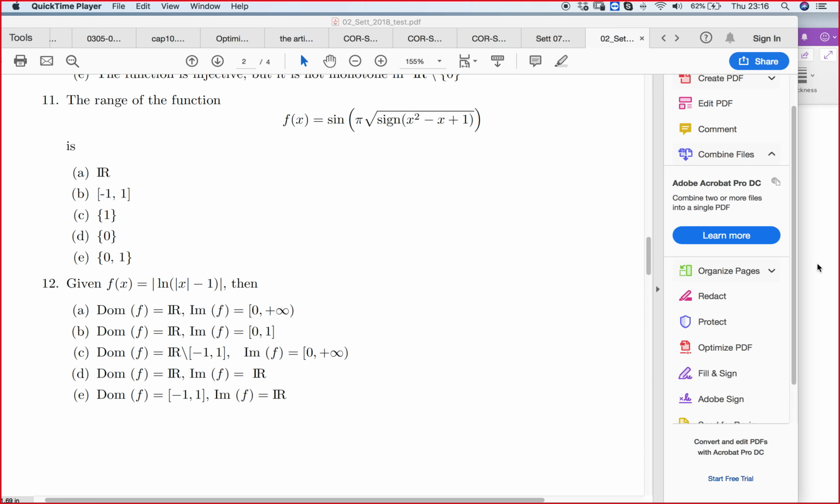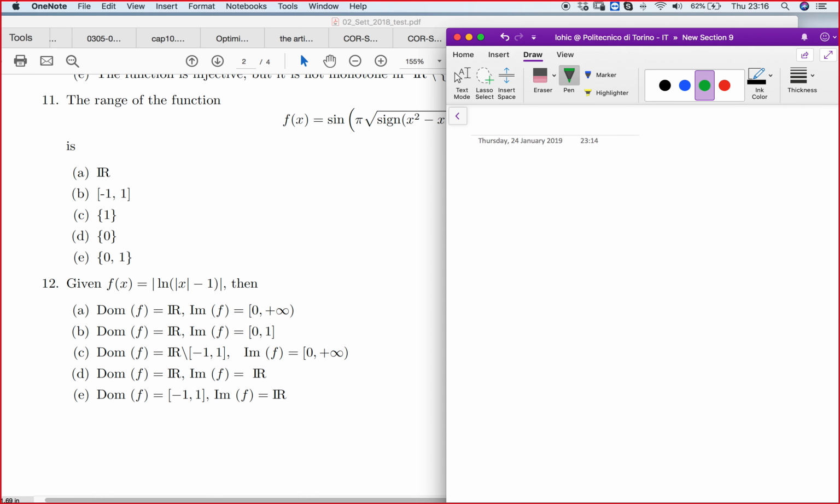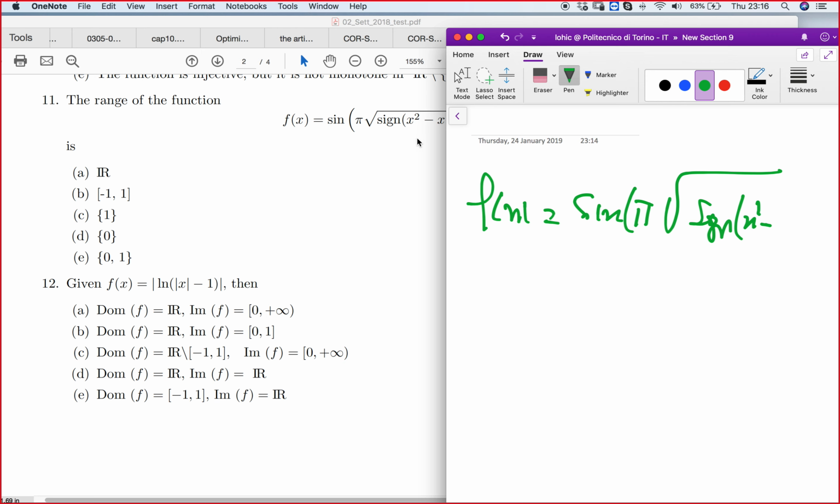Okay, so we are given the function f of x equal to the sine of pi times the root of the secant of x squared minus x plus 1. Okay, so we want the range of this function, right?